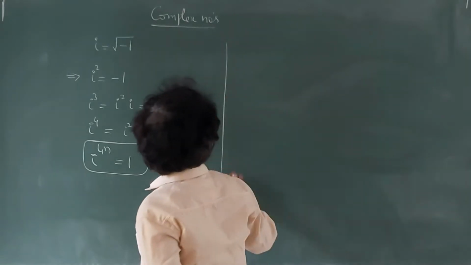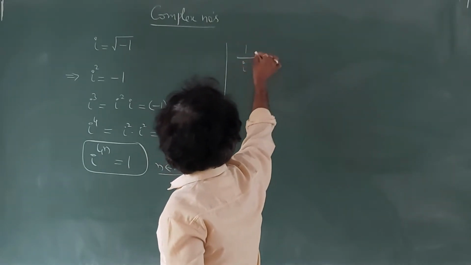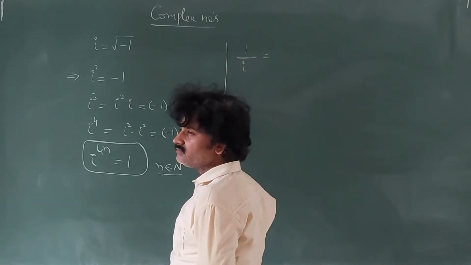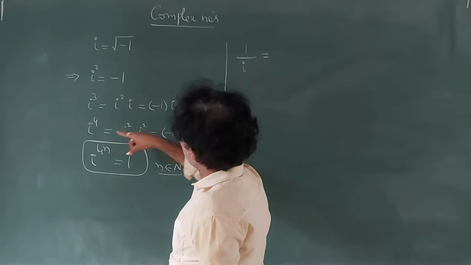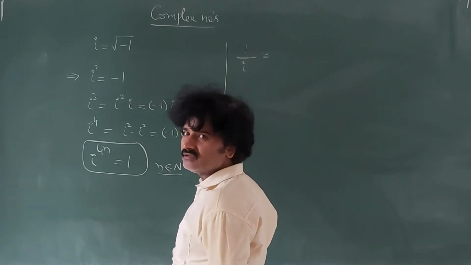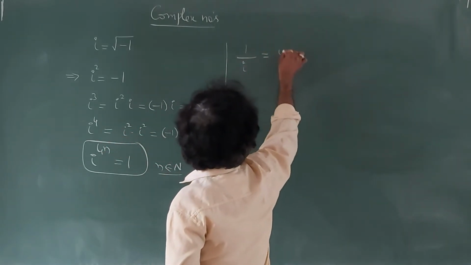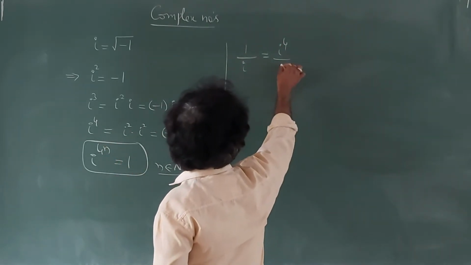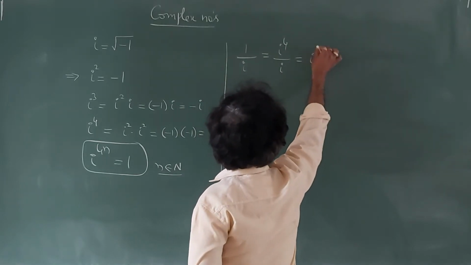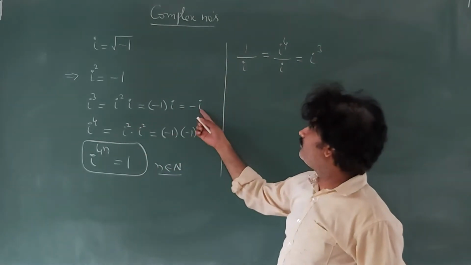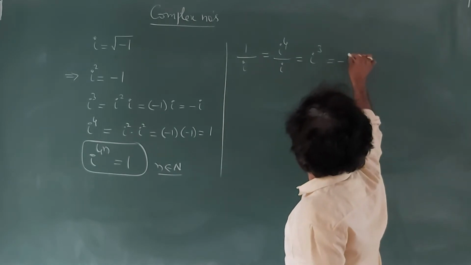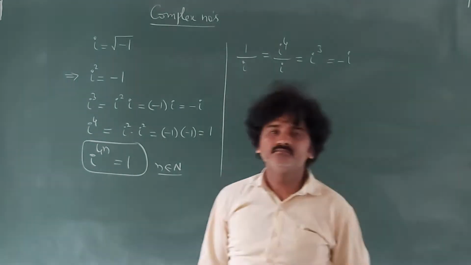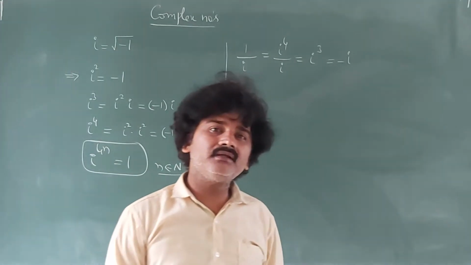Next, what about the 1 by i value? So 1 by i, if I take, the i value is root minus 1, we know, and the i power 4 value is plus 1. So can I write this 1 as i power 4 by i? 1 is nothing but i power 4 by i. So i power 4 by i means i cube. What about the i cube value? Right, minus i. So 1 by i is nothing but minus i.